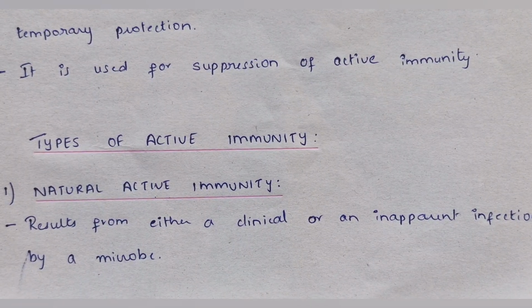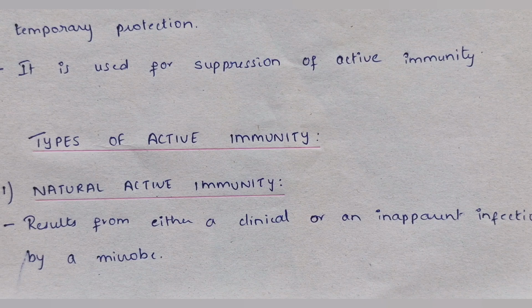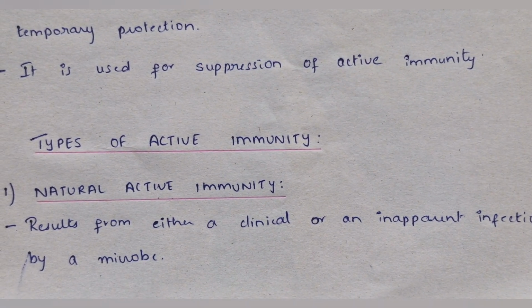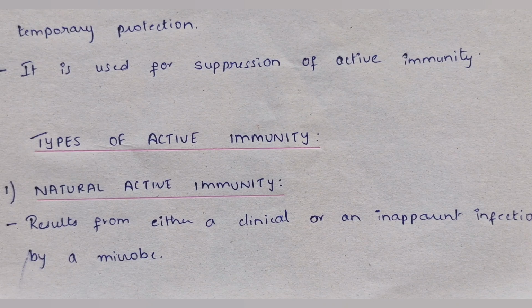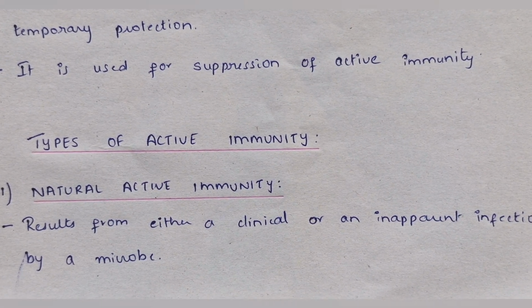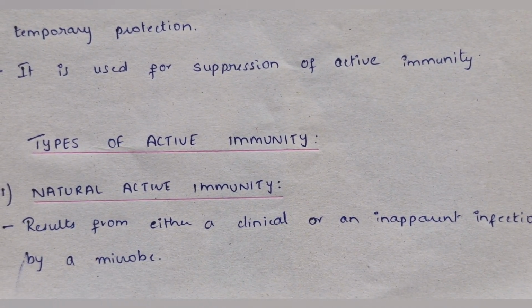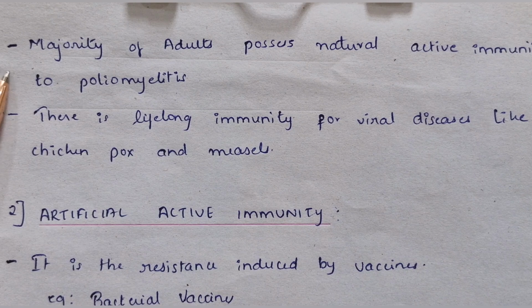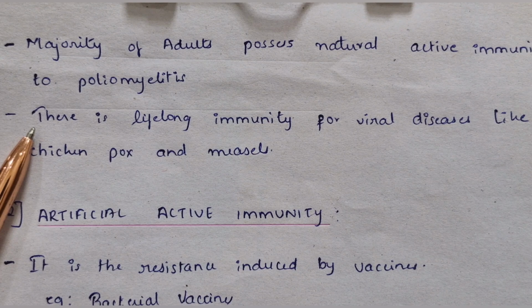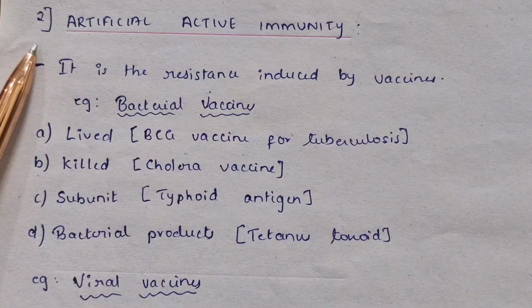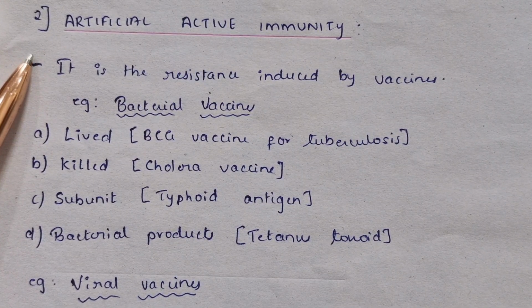Under types of active immunity, we have natural and artificial active immunity. Natural active immunity results from either a clinical or an inapparent infection by a microbe. Majority of adults possess natural active immunity to poliomyelitis. There is lifelong immunity for viral diseases like chickenpox and measles. Then we have artificial active immunity.